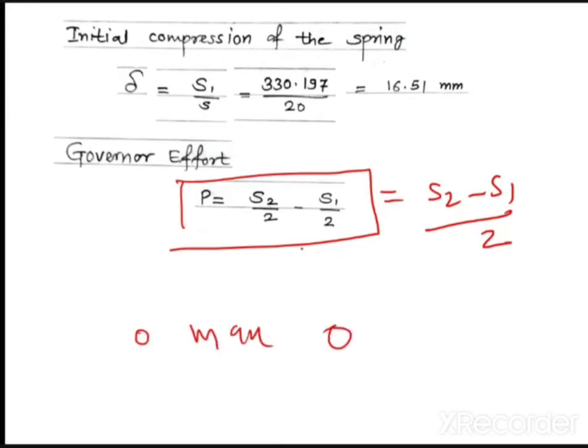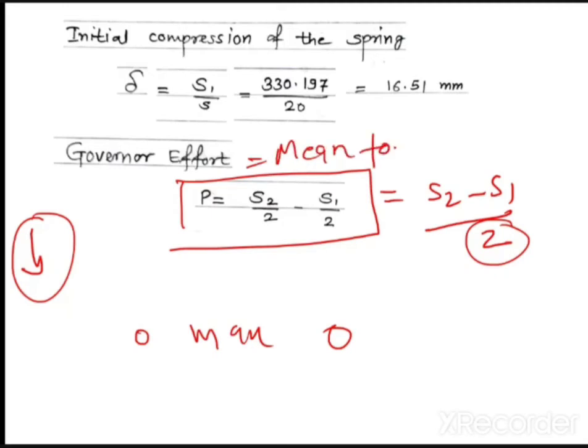Similarly, here what is the governor effort? In that case, there is a dead load. In this case, there is a spring force. So if you equate the spring force, S2 minus S1 upon 2, you will get a mean force. This governor effort is nothing but a mean force acting on the sleeve.